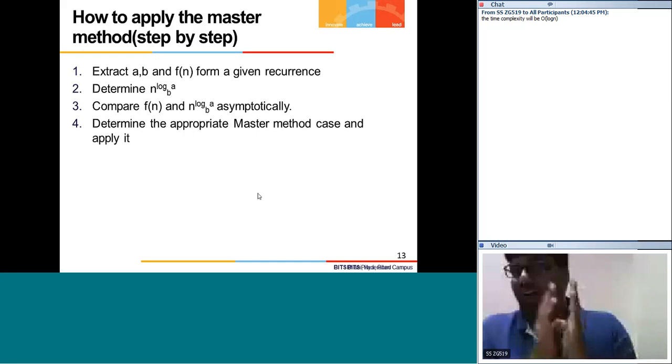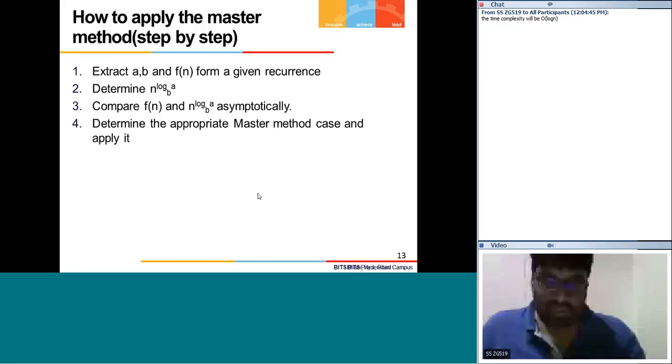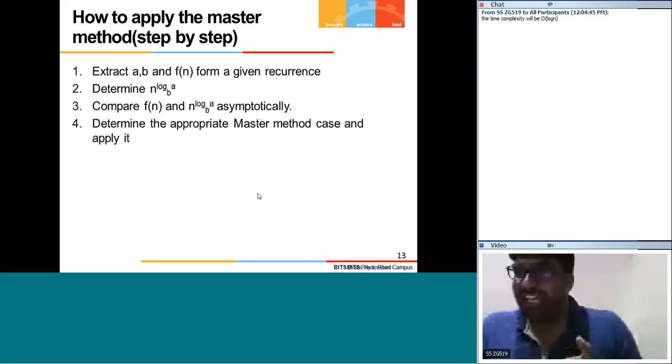Based upon your equal, less or greater condition, you implement one of the three cases. If it is equal, you will always be applying case 2. When it is less than, you will be applying case 1, and when it is greater, you will be applying case 3. So, if it is equal, case 2. If it is less, case 1. If it is greater, case 3. But you will always compare f of n to n log a to the base b.